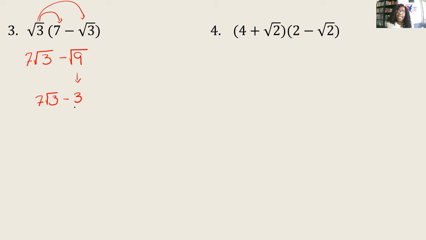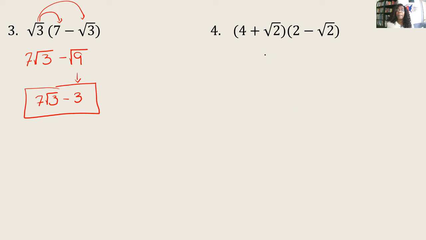Then I bring everything else down. But can I combine the 7 and the 3? No, because they're not like terms. They have to be square root of 3 with one of them and square root of 3 with the other one. So since they don't have anything and it can't be broken down, that square root of 3, that's my answer. That's it, right?